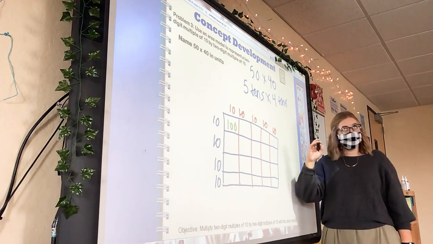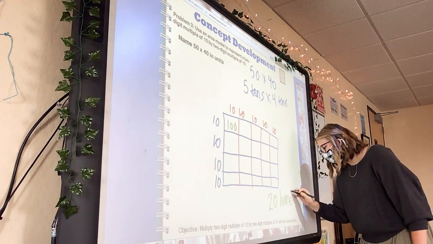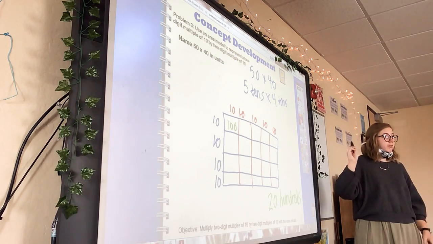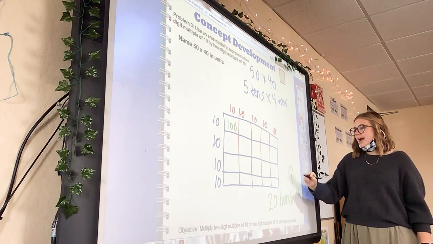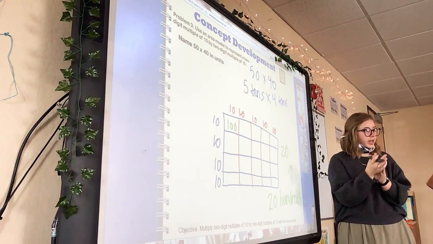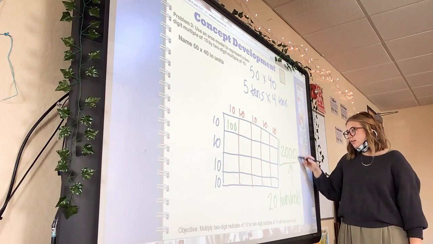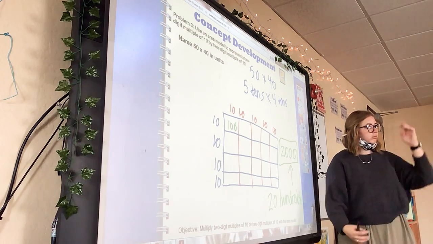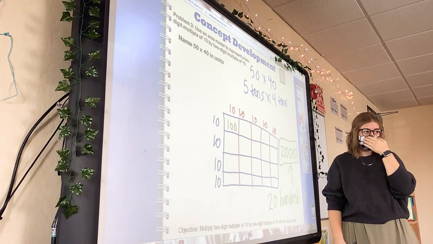How many hundreds do I have? 20. 20 hundreds is going to be my answer, which in standard form, check it out, this is really important. This is my answer in unit form, 20 hundreds. In standard form, I can write 20, and then remember hundreds, 2 syllables, so 2 zeros. So 2,000 is my final answer. Okay, I'm not done yet.